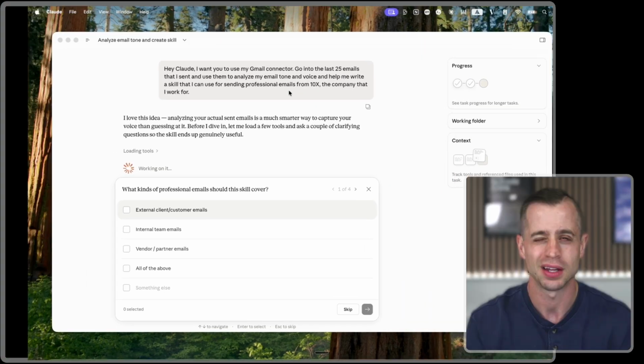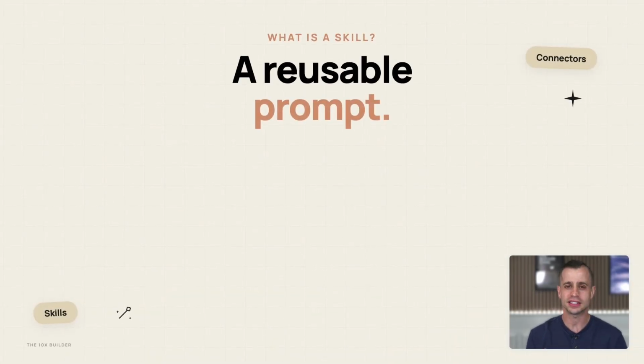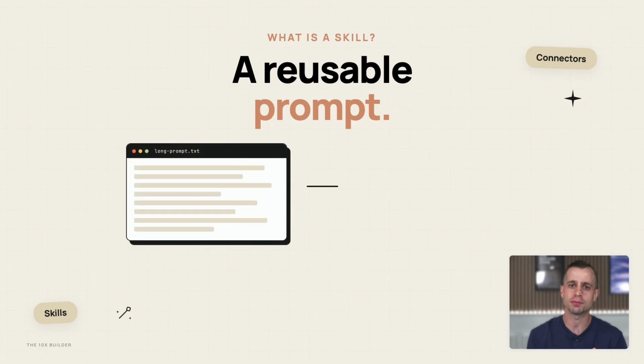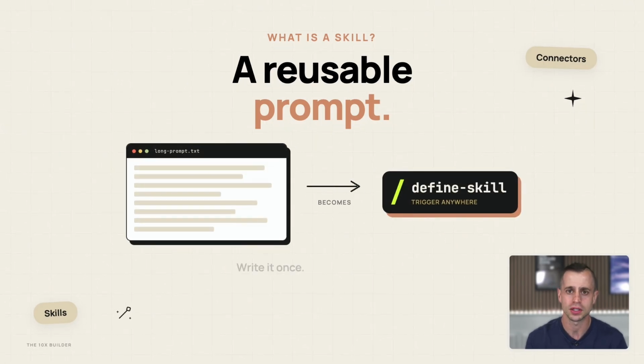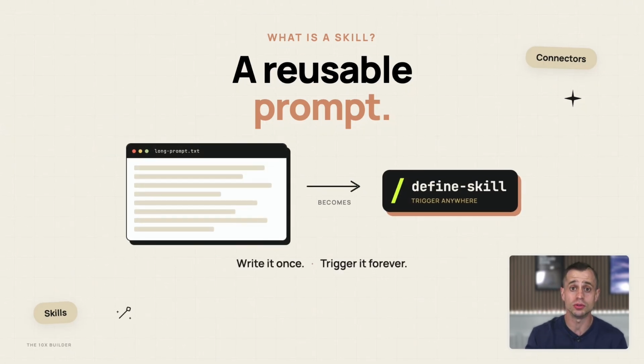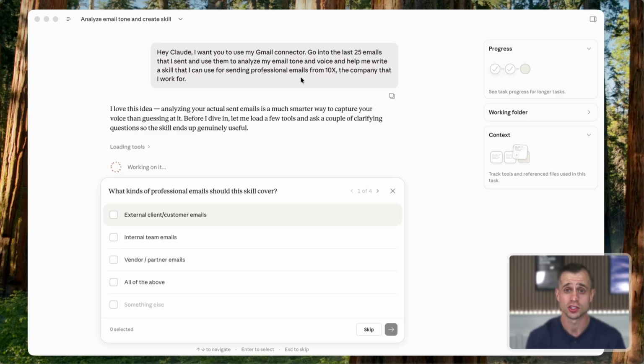Now, what is a skill? A skill essentially is a very defined prompt that Claude writes for you that you can trigger or reuse over and over again without having to write that long prompt out. So a skill allows you to do one thing, okay? Now it's coming back here with some questions.